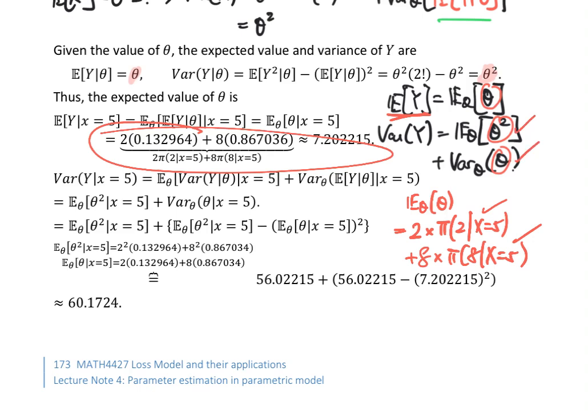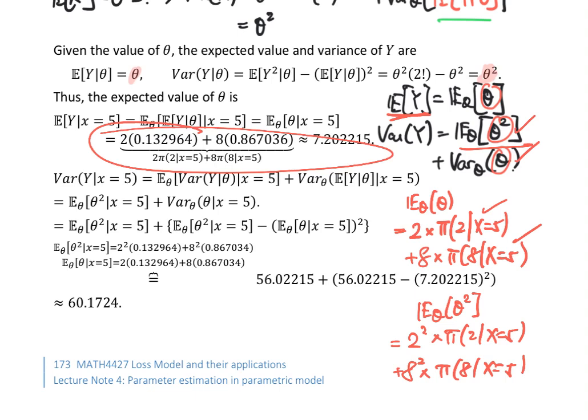Now, for the first term, which involves the second moment, you just apply the same calculation, except that you consider theta squared only. Then you get the second moment. If you want to get the variance, of course it's also easy: you just break it down into the second moment minus the square of the first moment. You already have these two, so you can just put them in and get your final answer.